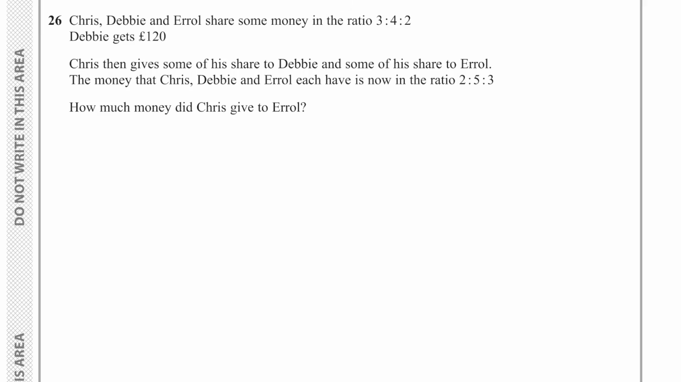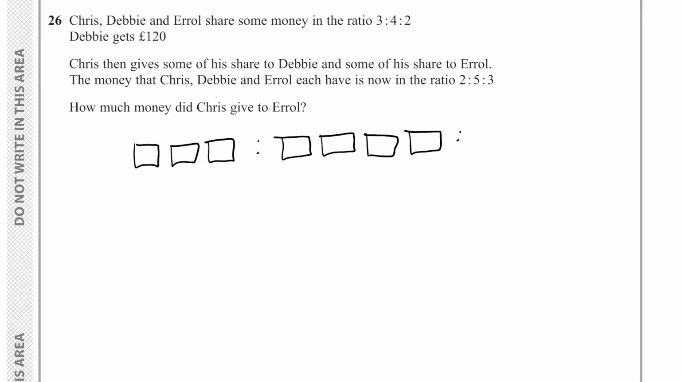Question 26. Chris, Debbie and Errol share some money in the ratio 3 to 4 to 2. Debbie gets £120. Let's work with that first. So Chris, Debbie and Errol share some money in the ratio 3 to 4 to 2. So it's 3 parts to 4 parts to 2 parts. So that's Chris, Debbie, Errol. Debbie gets £120. So Debbie is this one, and it's £120.